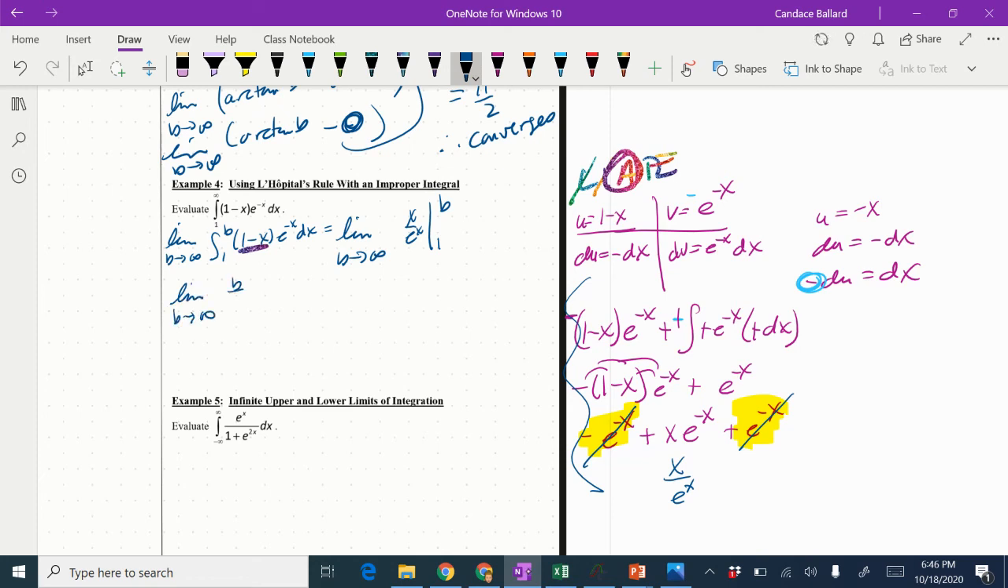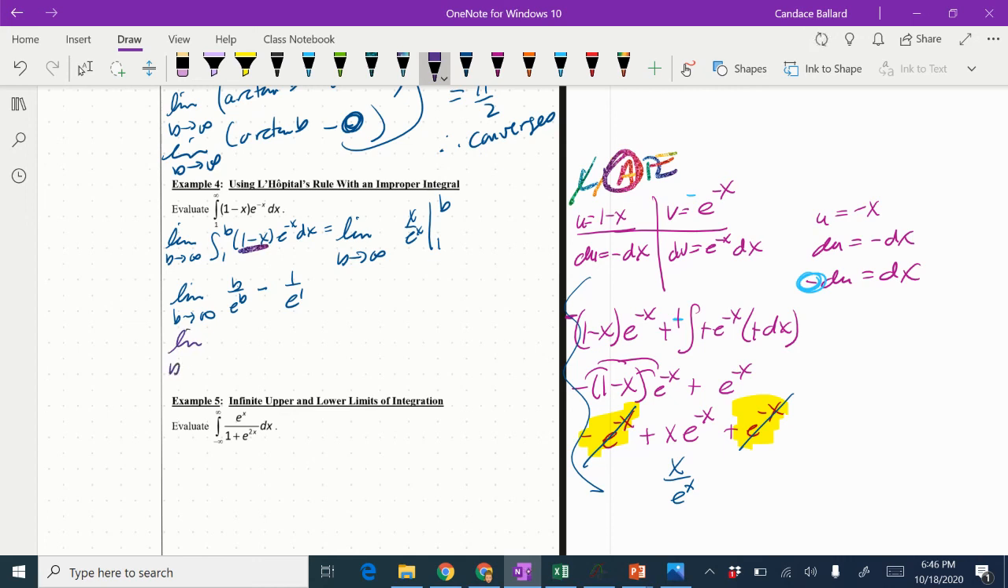All right, we have b over e to the b minus 1 over e to the first. All right, and then I'm going to go ahead and substitute that infinity in. So we get infinity over e to the infinity minus 1 over e. And, oh, what happened? Something went wrong. b approaches infinity. Oh, okay. So what happened here, I should have split this into two. I apologize. I'm going to find these two limits separately.